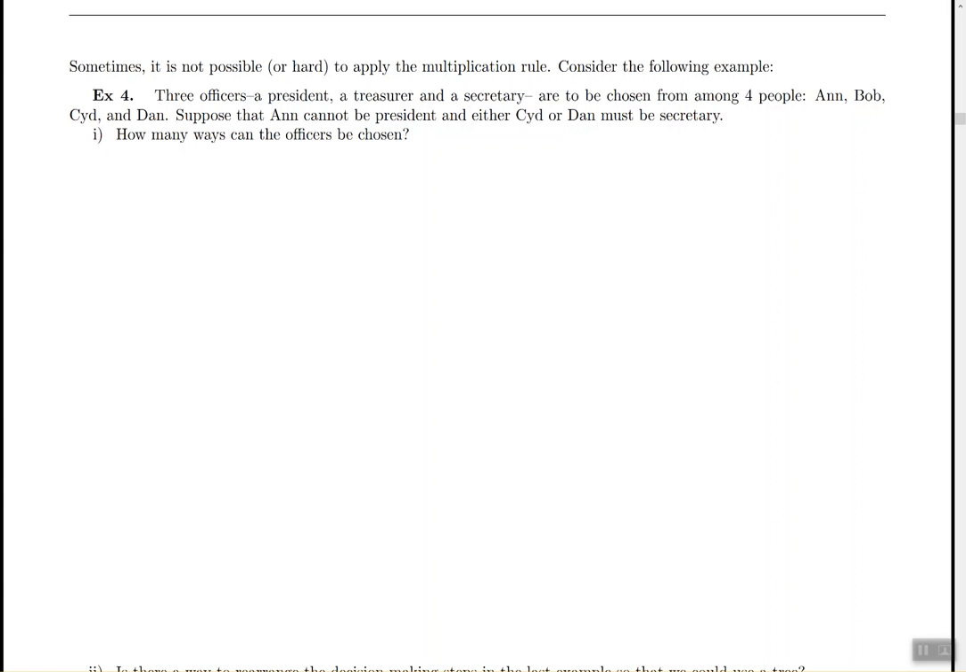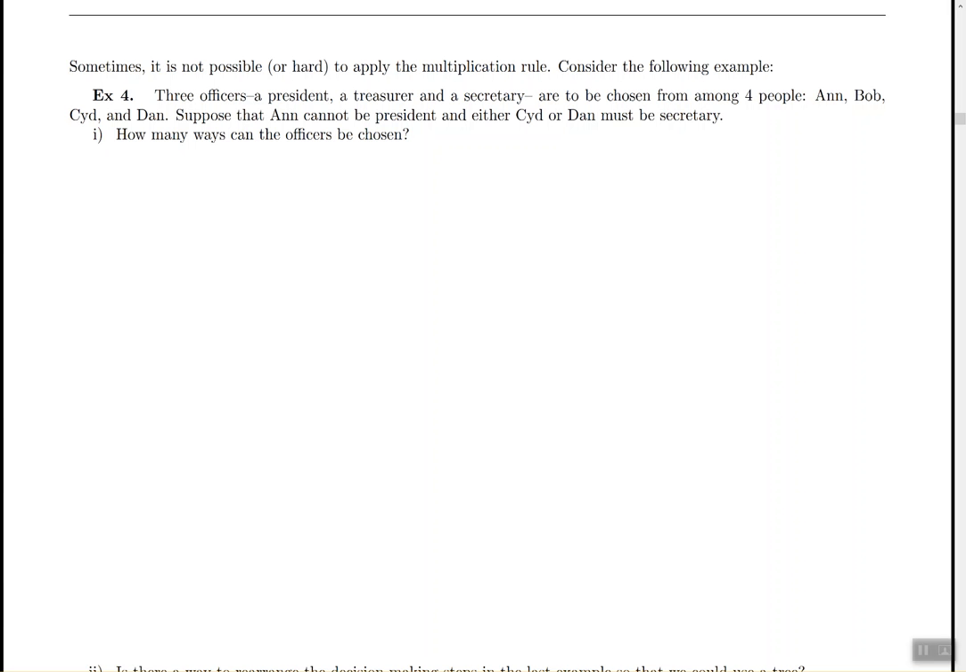Okay, example 4 is here to caution you that there are times when it's very difficult or maybe impossible to apply the multiplication rule. This is the reason why we're going to have 3 other ways of counting, sort of like the addition rule, the subtraction rule. There's going to be permutations, combinations. So multiplication does not always work. And here's a situation where it may not work.